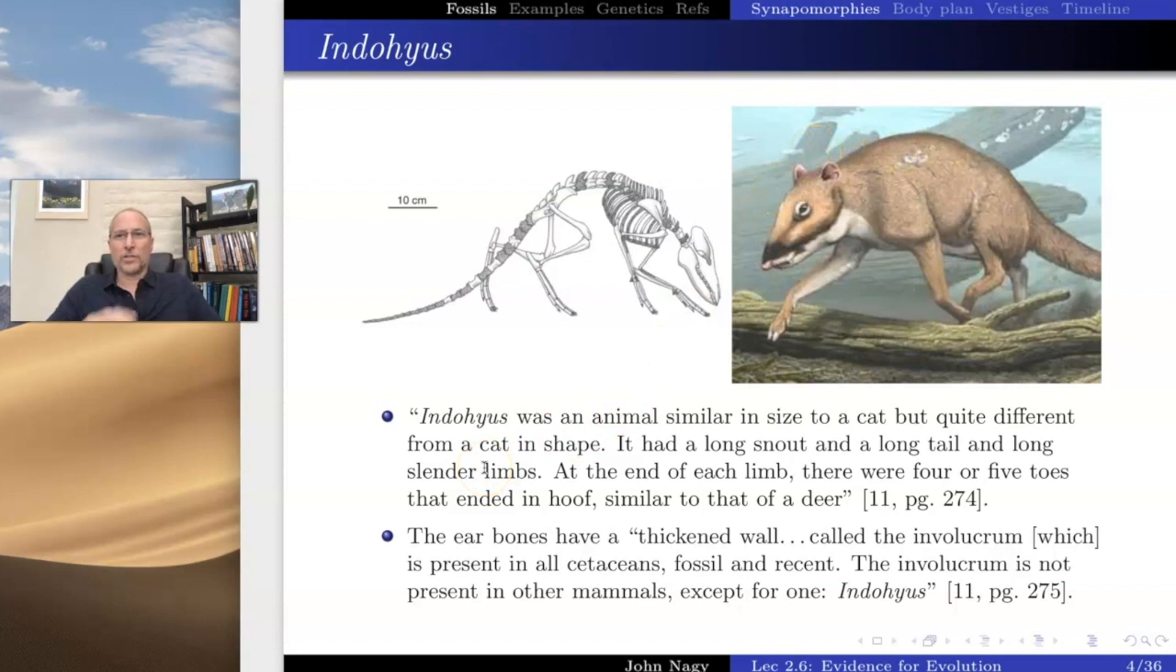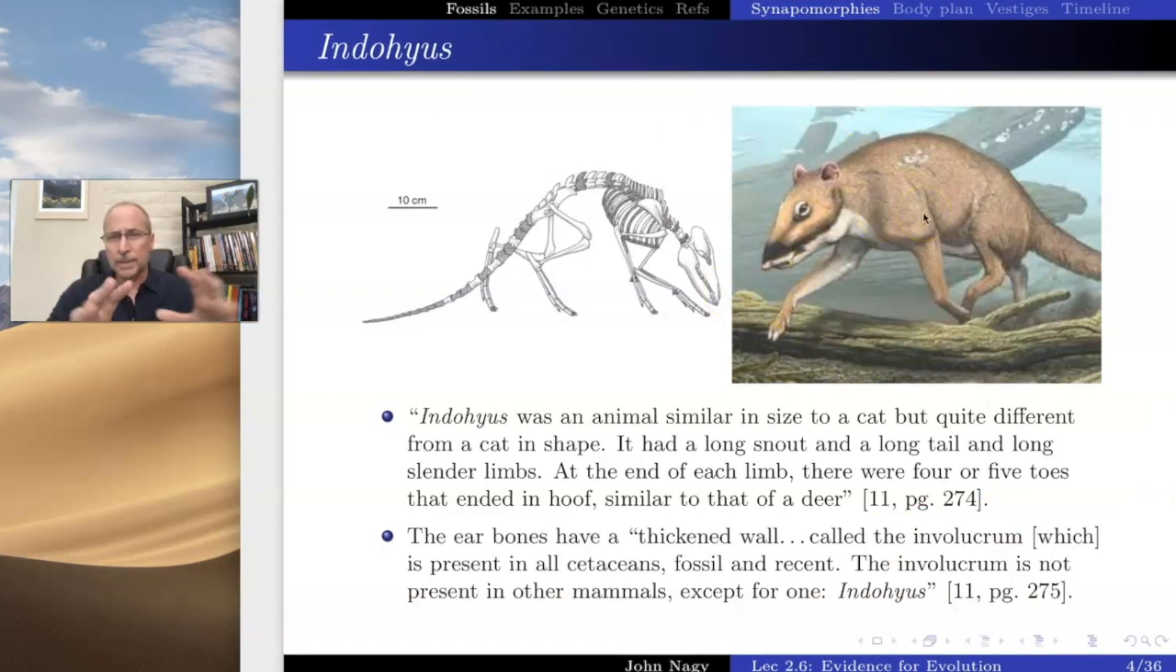The other thing that's interesting about it, and there are many interesting things about this fossil, but one of the more interesting things for us is that its ear bones are weird. The ear bones have a thickened wall, a thickened side of their edge, and it's so thick now it has a fold in it. And that fold is called the involucrum. Now the involucrum is in this ear bone, which I'll explain here in just a moment. What's interesting about this feature is that the involucrum is found in cetaceans, whatever those are, and it's not found in any other mammals except for one, and that's this fossil Indohyus.